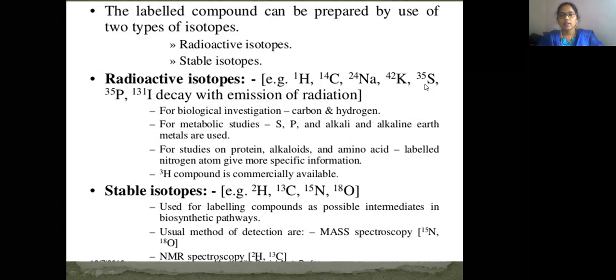We have radioactive isotopes and stable isotopes. The difference is that radioactive isotopes decay with emission of radiations, whereas stable isotopes do not emit radiations. Okay, so both can be used in the study of biosynthetic pathways.